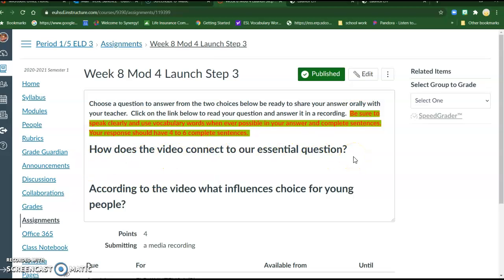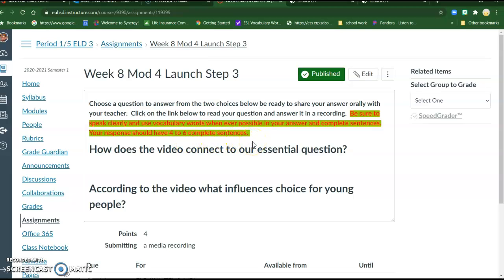I need you to be sure that you're looking at your directions that you have up here. It says choose a question to answer from the 2 choices below. Be ready to share your answer orally with your teacher. Click on the link below, read your question, and answer it in a recording. Now look here in red. Be sure to speak clearly and use vocabulary words whenever possible in your answer and complete sentences. Your response should have 4 to 6 complete sentences in it.